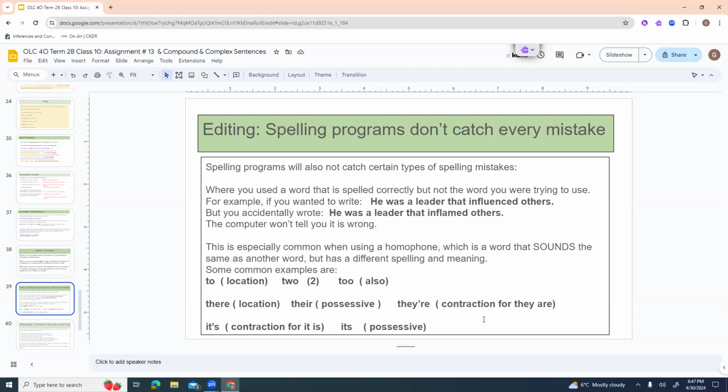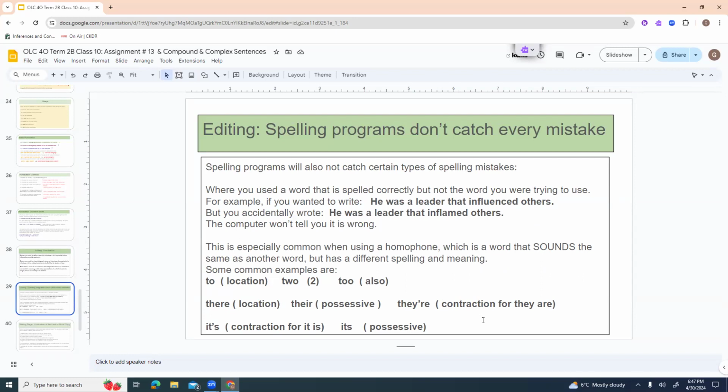If you're editing for spelling, keep in mind, spelling programs do not catch every single mistake, okay? They will catch some, but they will not catch certain types. If a word is spelled correctly, but it wasn't the right word that you were trying to use, it's not going to notice that, okay? It won't tell you it's wrong because it's still a real word.